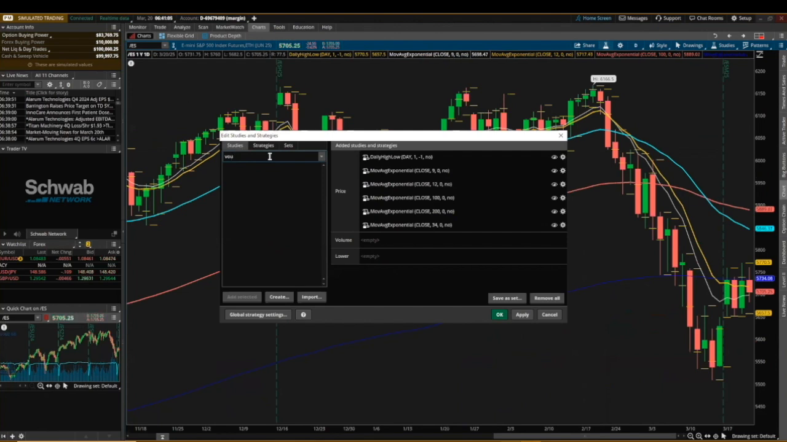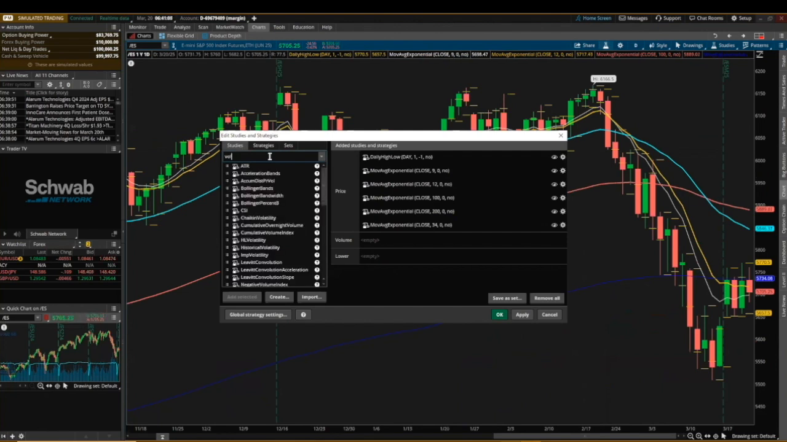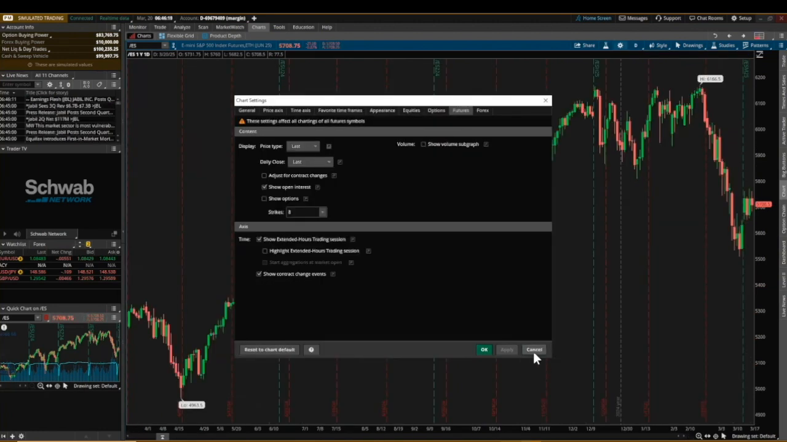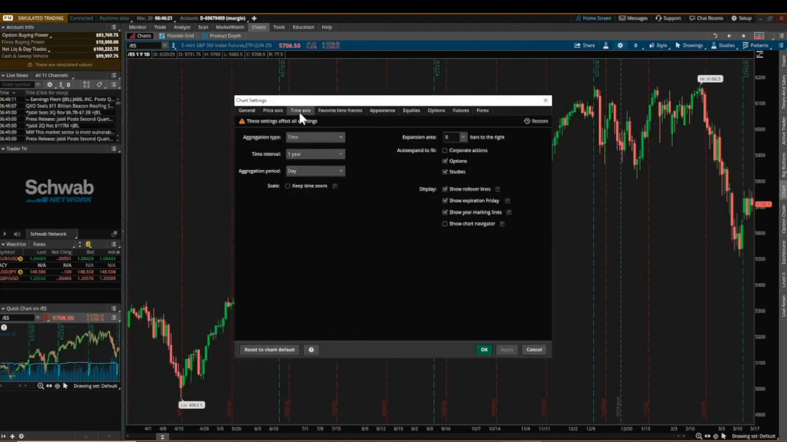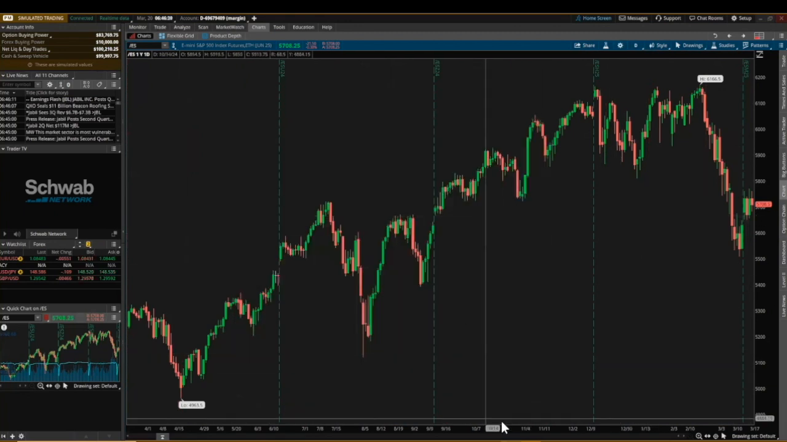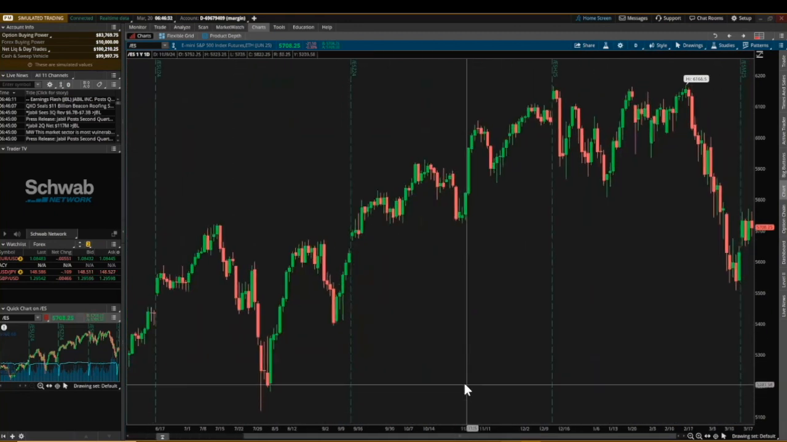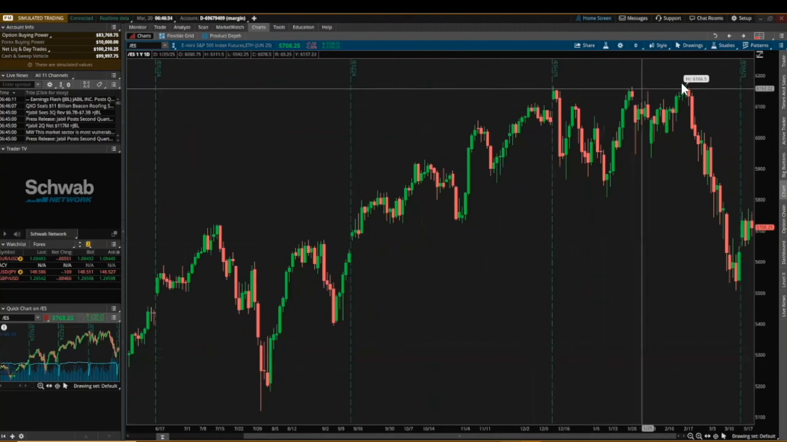And in the search for my study, kind of put in those vertical lines. So we're going to come into the time axis. We're not going to show the rollover. We're not going to show the expiration. We're not going to show the marking lines. So hit apply, see how that cleans that up so you can get a nice view. Okay, now we're on a daily chart.